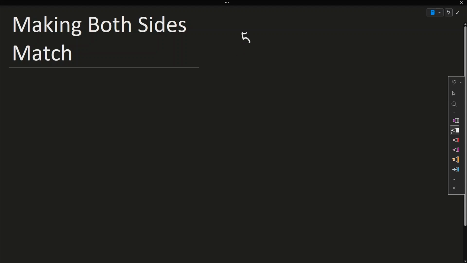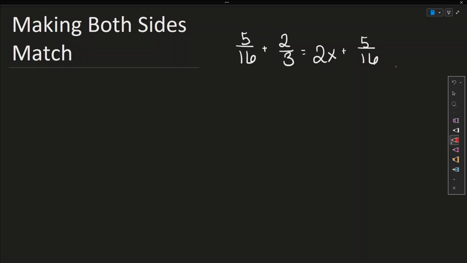Next, let's look at one with fractions. 5/16 plus 2/3 is equal to 2x plus 5/16. Both sides have 5/16. That tells us that 2/3 is equal to 2x. We can compare what's left. That means x is half of 2/3. Half of 2/3 is 1/3. So 1/3 is equal to x.